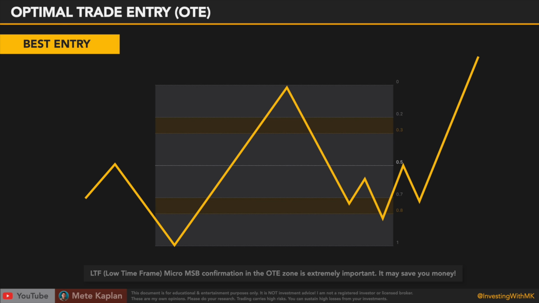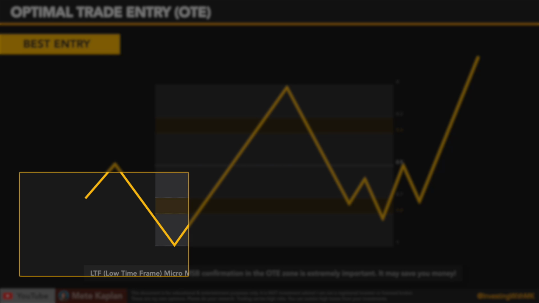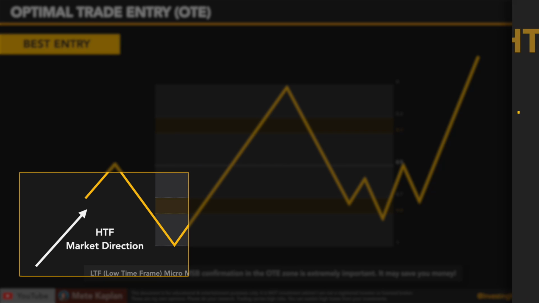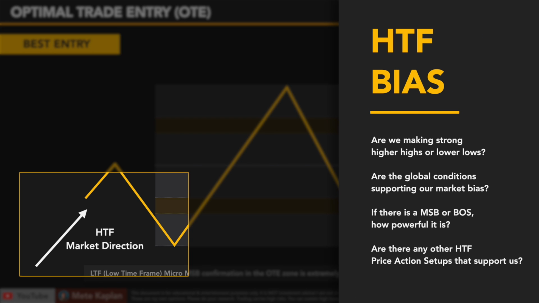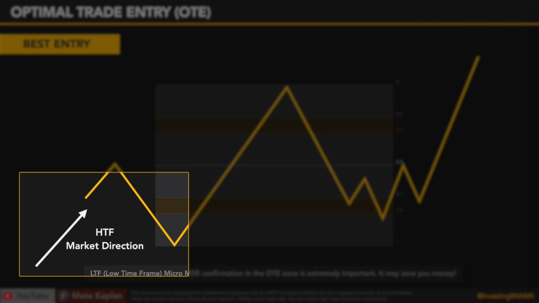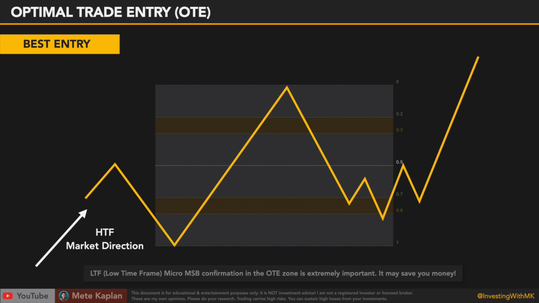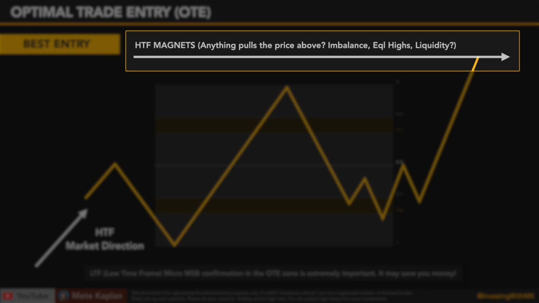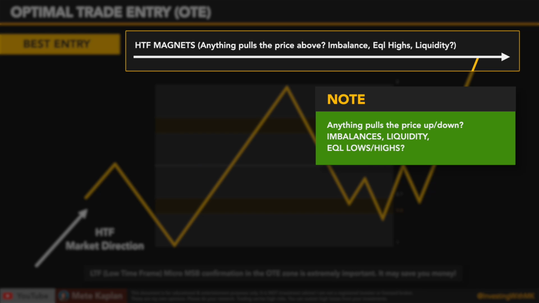Okay, let's learn how we can support the Fibonacci trading. The first thing you need to consider is the high time frame market direction. Are we making strong higher highs or lower lows? Are the global conditions supporting our market bias? If there is a market structure break, how powerful is it? High time frame magnets, any imbalance, equal highs or lows, other liquidity areas, pull the price. So the first thing we should focus on is high time frame market conditions and overall price bias.